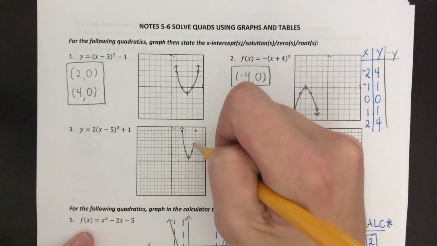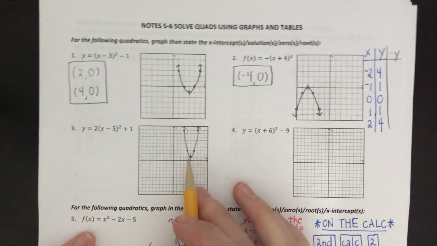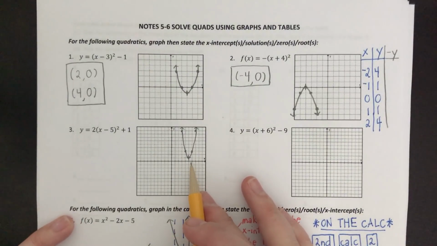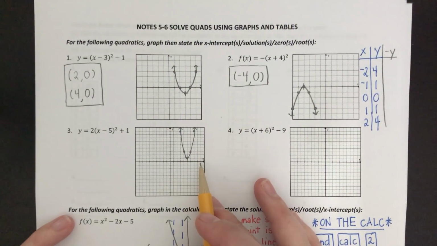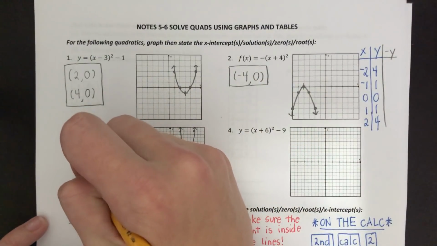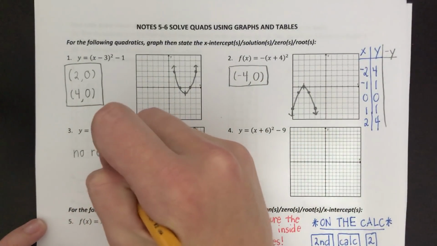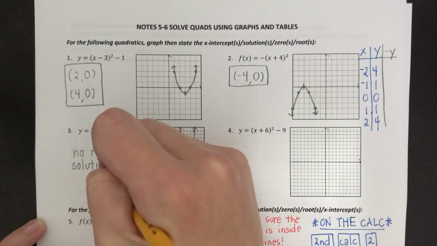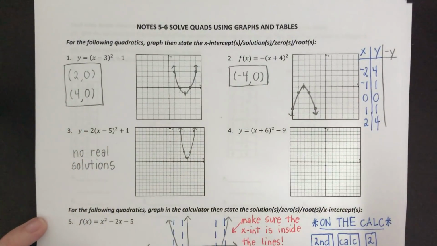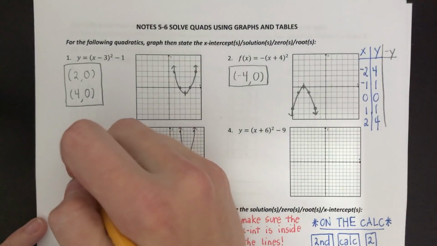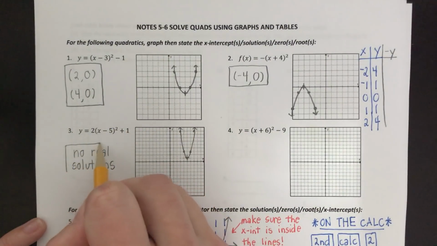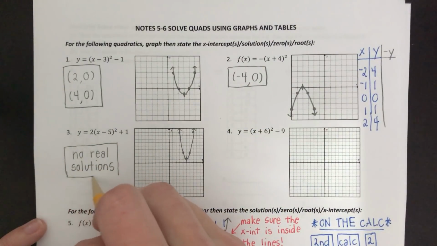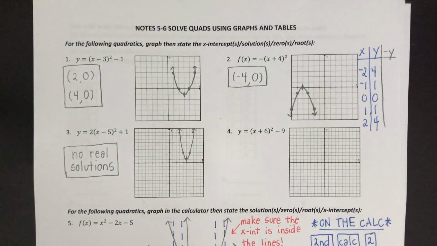So you can see on this graph that we are not going to cross or sit on the x-axis. This graph does not have any x-intercepts. So we don't say no solution, we say no real solutions. So yes, in the near future, we're going to be talking about non-real solutions, imaginary solutions. So this, for now, you will say no real solutions. Not no solutions, but no real solutions.